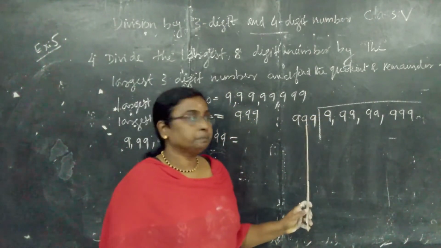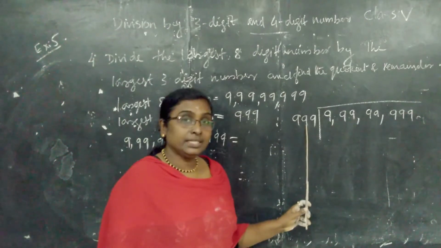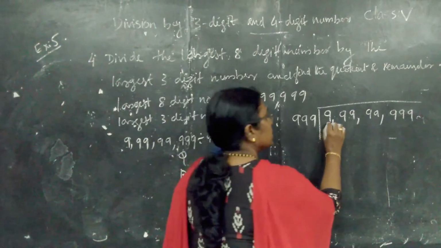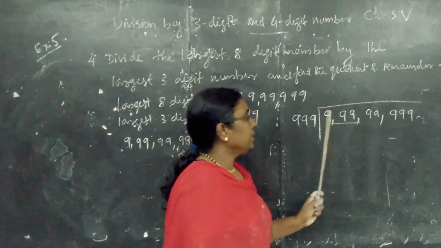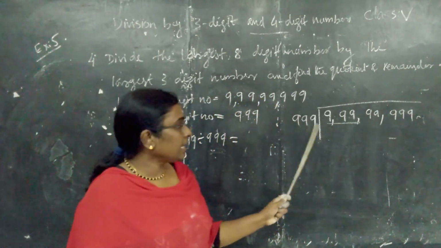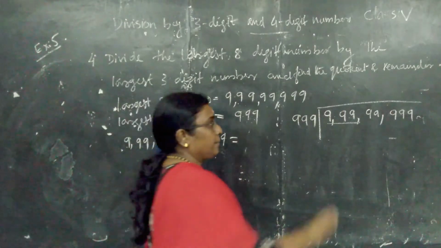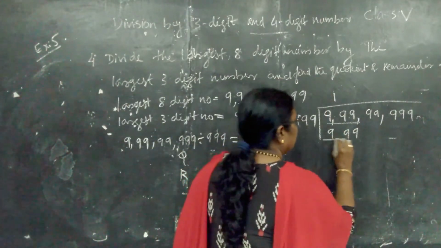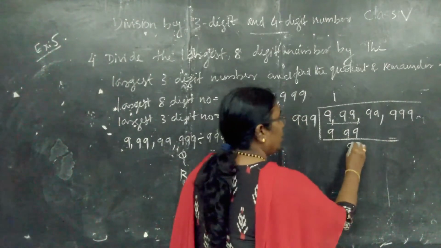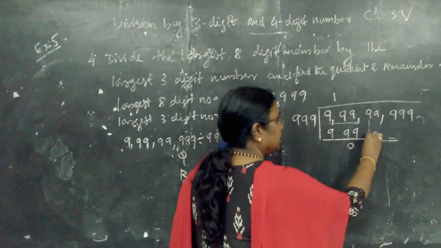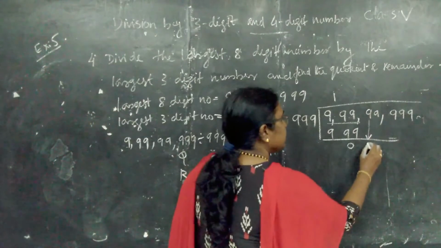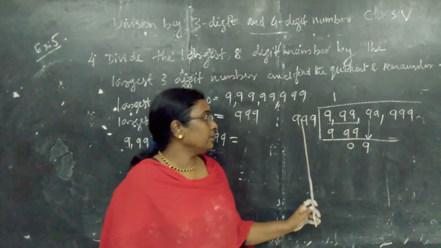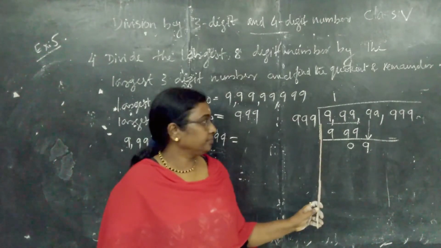Look here. How many digits are there in the divisor? It consists of 3 digits. So we take the first 3 digits, 999. How many times does 999 go into this number? 1 time. 999. The remainder is 0. Then we write down the next digit. Here it is 9. Now divide this 9 by 999.